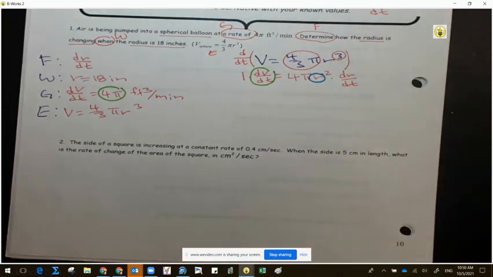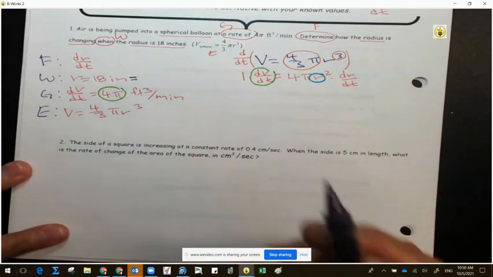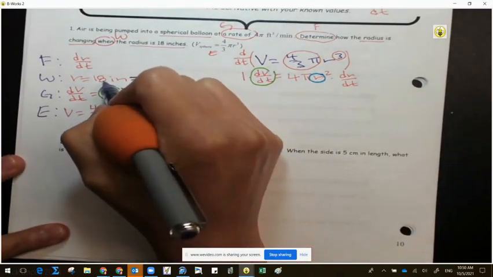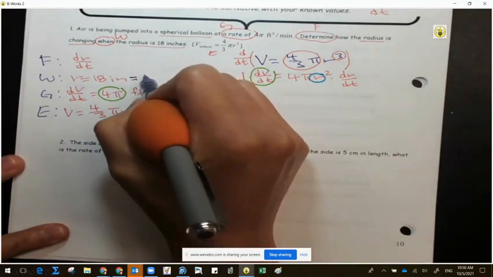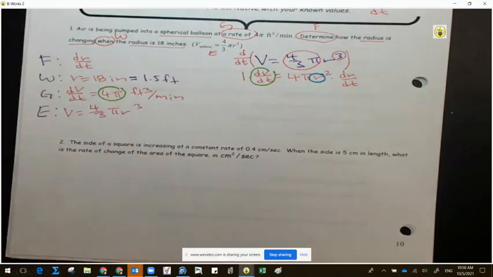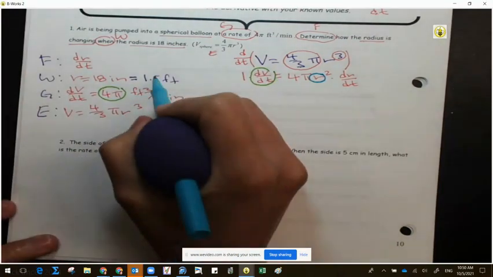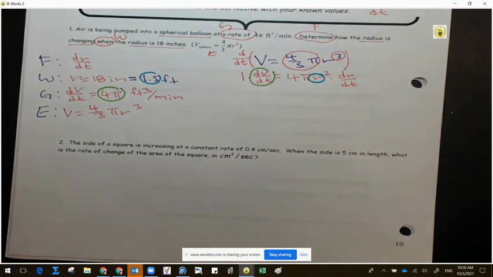Now, should I leave it as 18 inches? Because in the end, what do we want? Feet. So I'm going to go ahead and write this as our feet. There's 12 inches in a foot, so 18 is 1.5 feet. So let's go ahead and circle that with the same color just for teaching purpose.